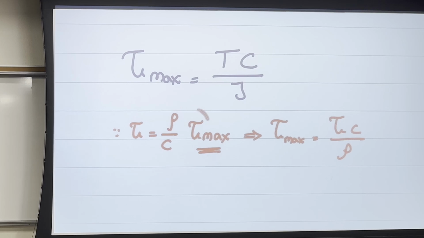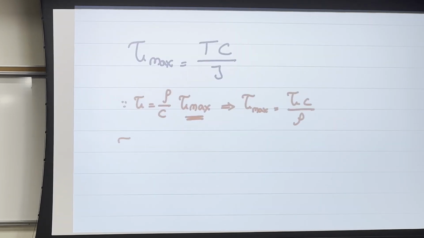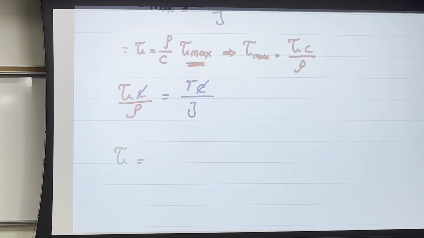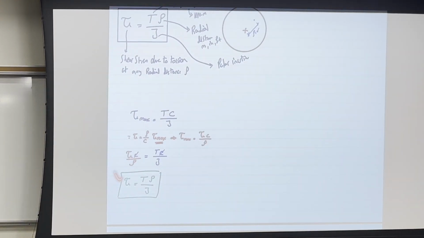I'm not just putting this tau max on one side and having the rho c on the other side. So I'm going to end up with tau max is equal to c times tau, which is the shear stress, over the radial distance. And I'm going to apply this tau max here. What I'm going to end up with is tau c over rho is equal to Tc over J. What I can do is cancel c with c, and then I end up with tau at any point in the cross section, which is the shear stress, equal to T, which is the torque, times rho over J. And that's how I ended up with this equation that I said in the lecture.